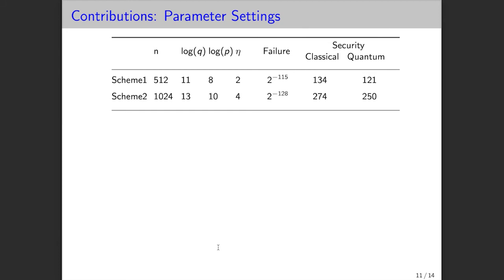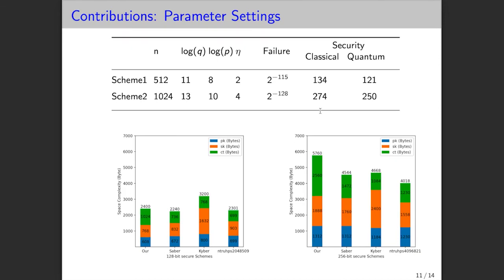For parameters, we give two sets of parameters, scheme 1 and scheme 2. Scheme 1 reaches 128-bit security, and scheme 2 reaches 256-bit security. Our space complexity is presented here. In the 128-bit secure scheme, we have smaller public keys and secret keys, but our ciphertext is much larger. In the 256-bit security scheme, our scheme does not perform as well as NIST's other schemes, but it is also acceptable.